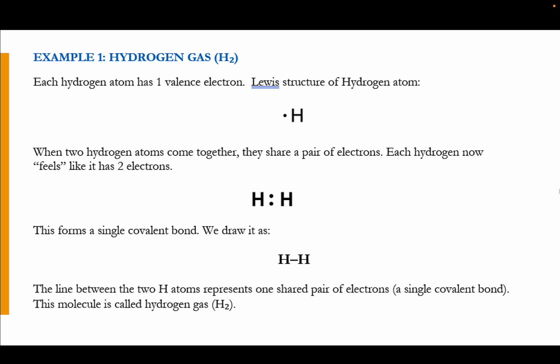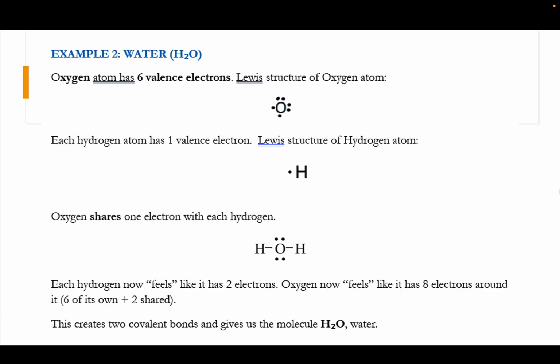But with another hydrogen, they can do this. They come together and they each share their 1 electron so that each of them feels like it has 2 electrons. And this feeling like it has 2 electrons and the sharing of electrons makes a covalent bond, which we draw below H with a line to another H. And this is the Lewis structure for hydrogen gas, H2. Both hydrogens now are feeling like they have 2 electrons and we have a stable molecule.